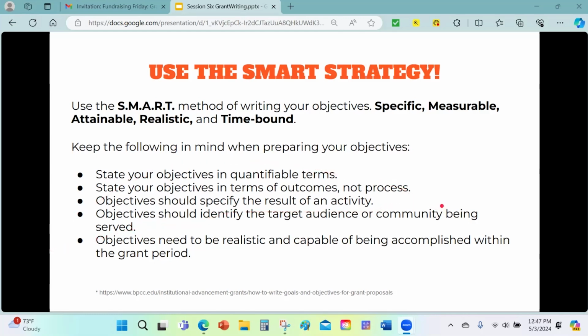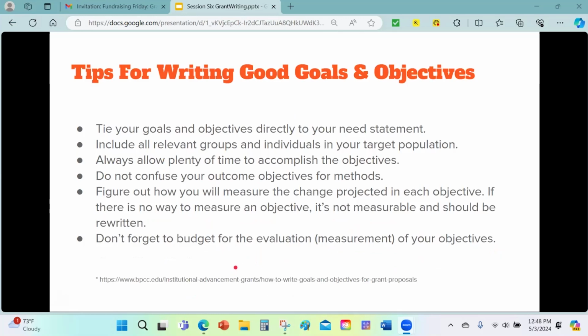You have a new exhibit. How many people attended that exhibit, right? What are the demographics of the people who attended that exhibit, and so forth. You want to identify objectives about your target audience or your community. Maybe that's what we talked about in our statement of need, or even in our elevator speech. Remember what region, what demographic, that targeted population. We could have an objective that measures that. And again, you want your objectives to be realistic, and here's the key, capable of being accomplished within the grant period.